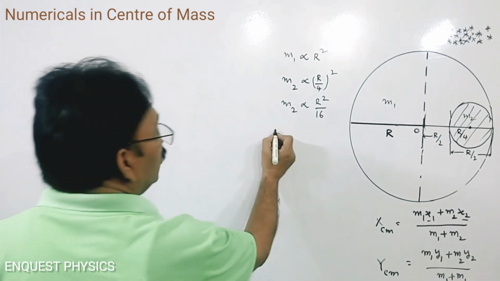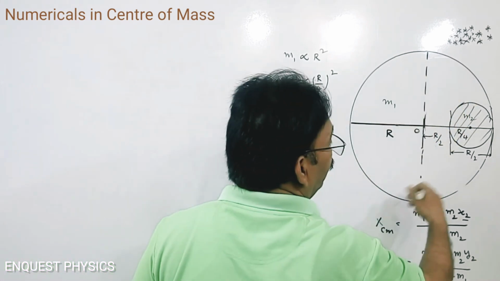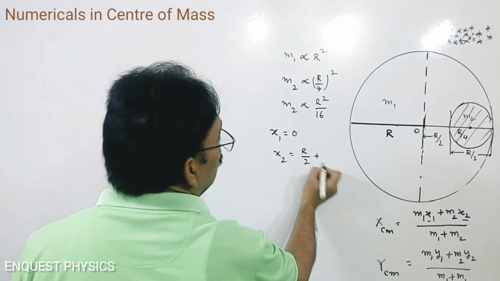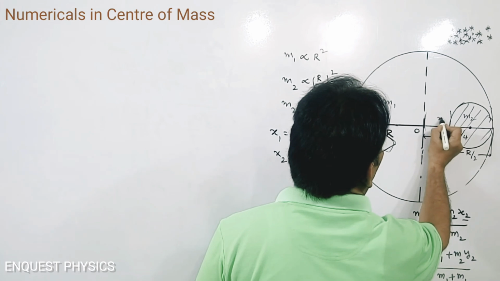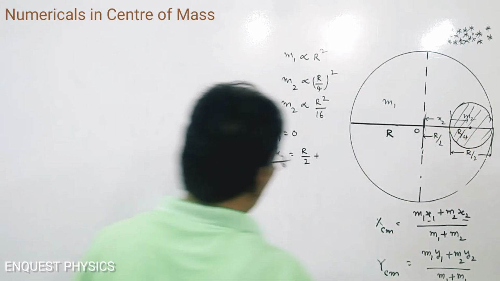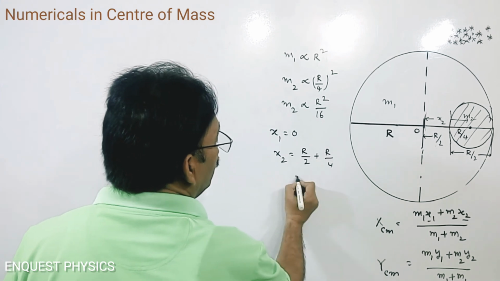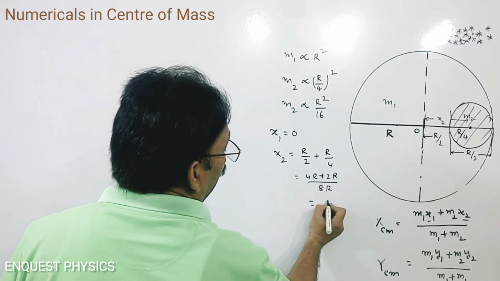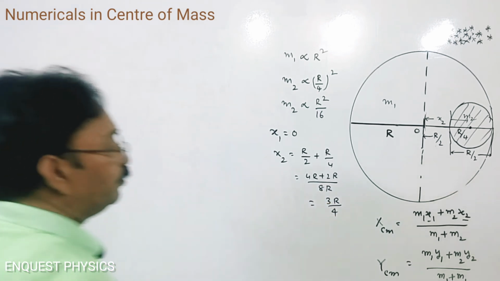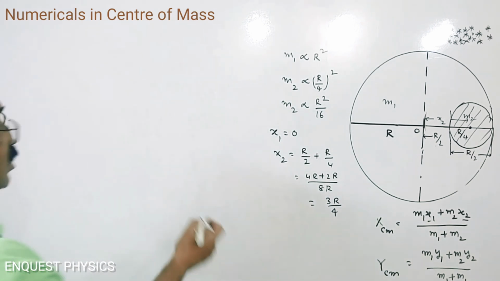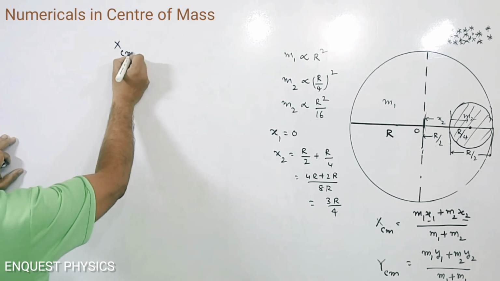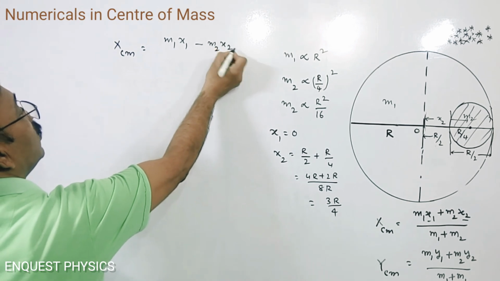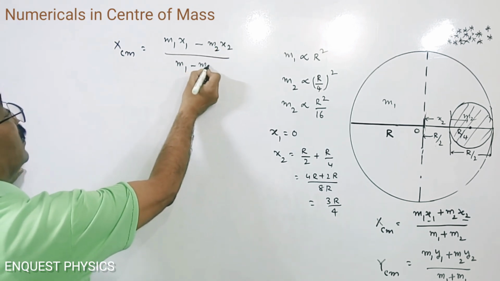Then we have to find x1. x1 is equal to 0. Then we find x2. x2 is equal to r by 2 plus up to here, this is the distance x2. Okay students, r by 4, it is 3r by 4, and the remaining is easy, students. Let us substitute the values. xcm is equal to m1 x1, and the second mass is negative, minus m2 x2, by m1 minus m2.